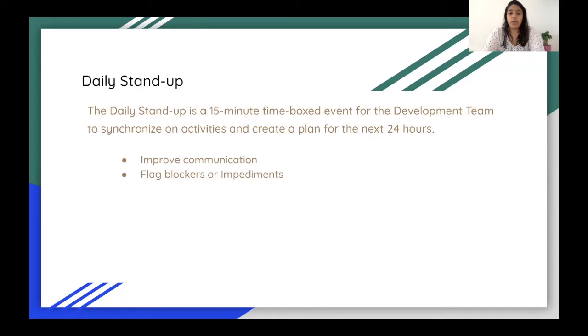It is used to flag blockers and impediments. If there is anything that is blocking you from achieving your sprint goal, or if there are any impediments or any kind of dependencies, this is the meeting where you would flag it to your respective PO or Scrum Master, and they would then accordingly work towards clearing this so that you are unblocked as soon as possible and you can achieve your sprint goal.